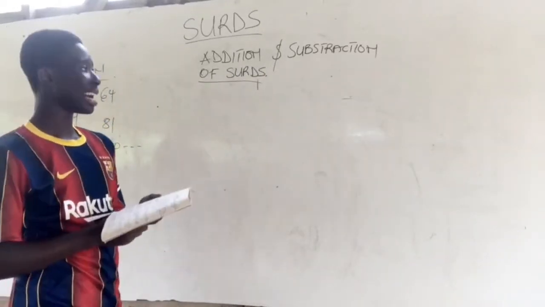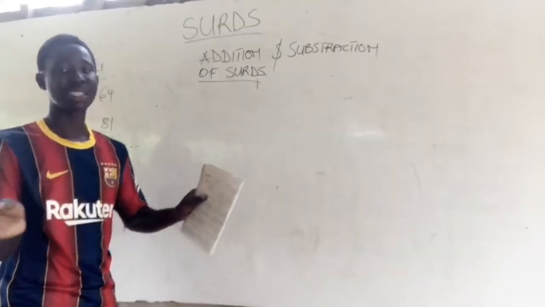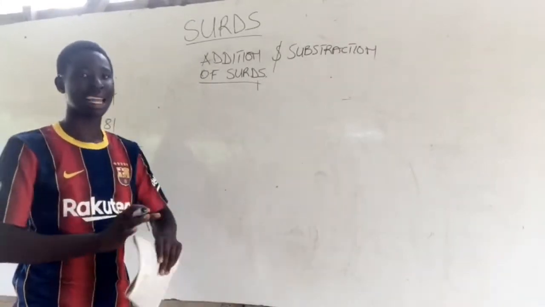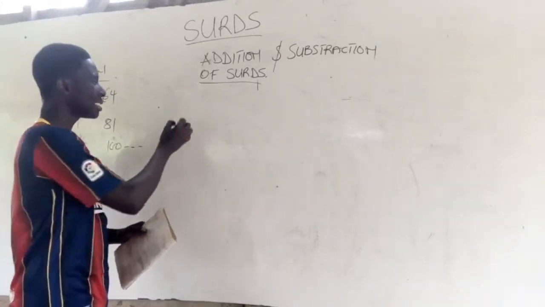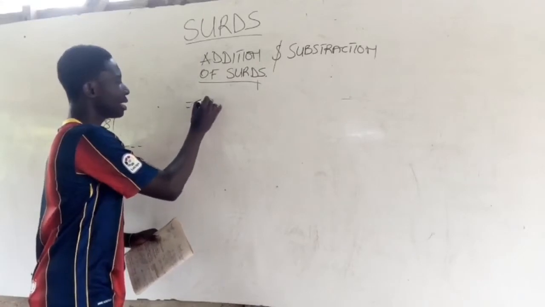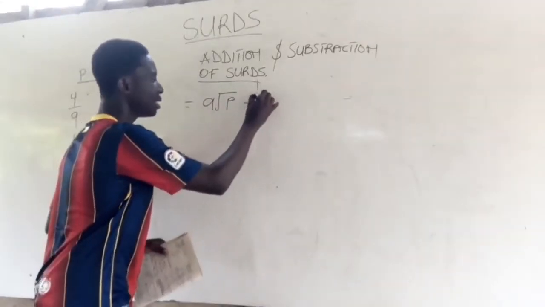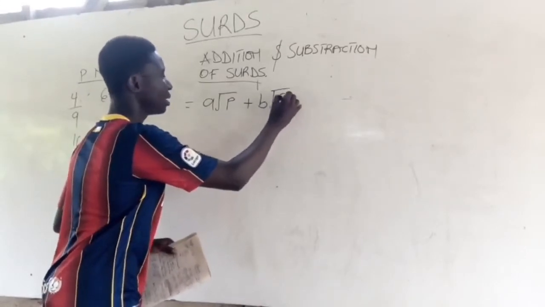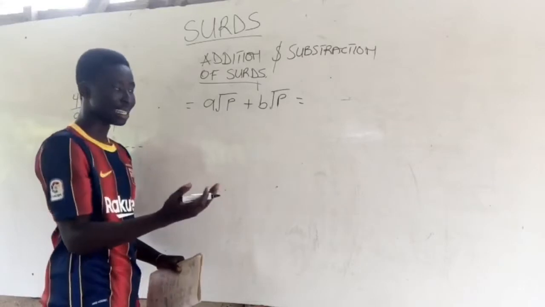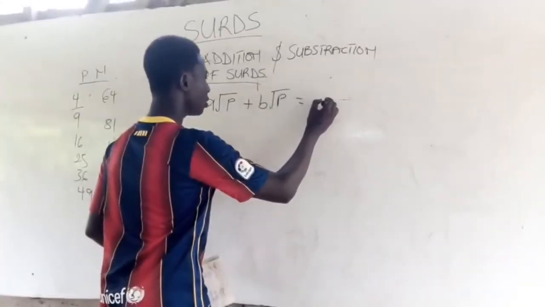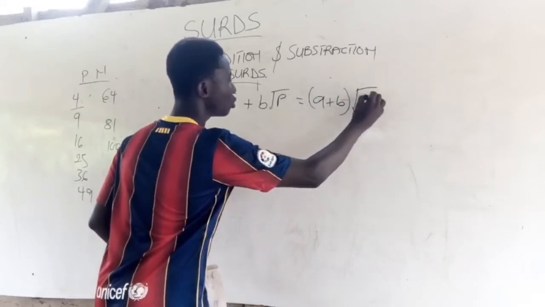So before we can add or subtract a surd, they must be the same, or they must look alike. What do I mean by this? We can add A root P plus B root P. You can add this because they look alike, root P. So I'm going to get A plus B, then you take one of the roots, root P.